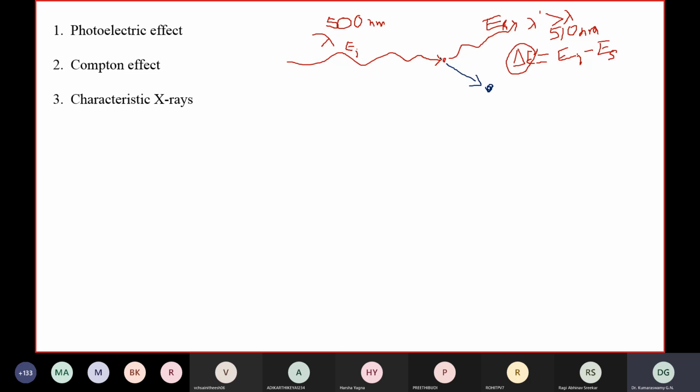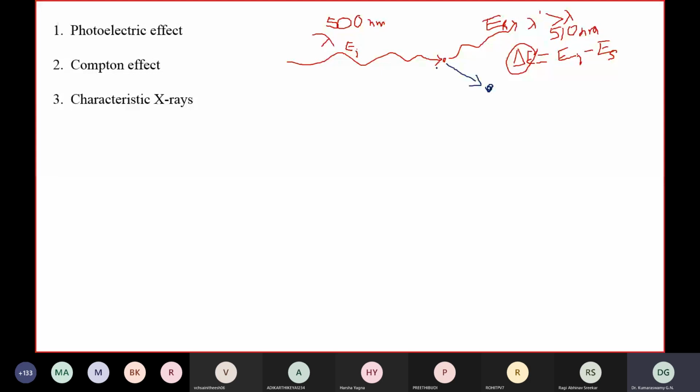Then how to account for this interaction? What type of interaction is this? All we know all these days is when a light ray incidents on an atom or interacts with an electron, that light ray is completely absorbed. That's what we know in photoelectric effect. But here only partially it is being absorbed and light ray is continuing. So how to account for this partial?